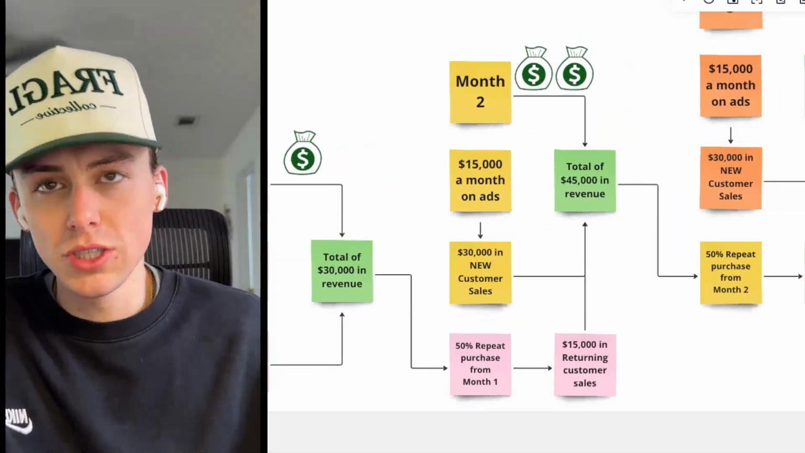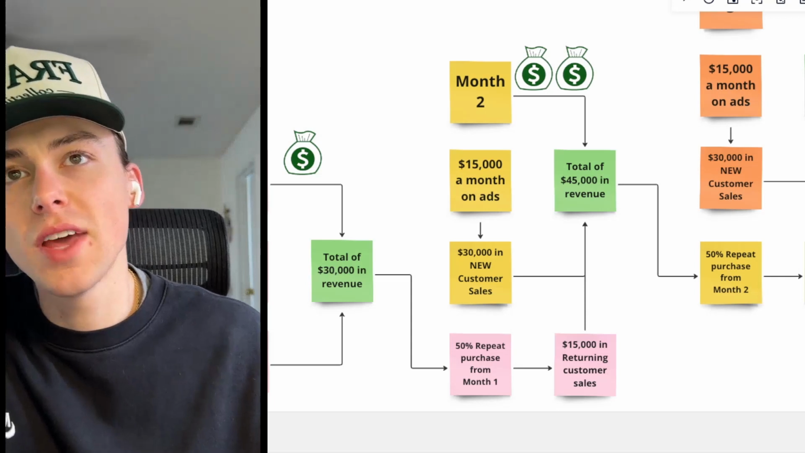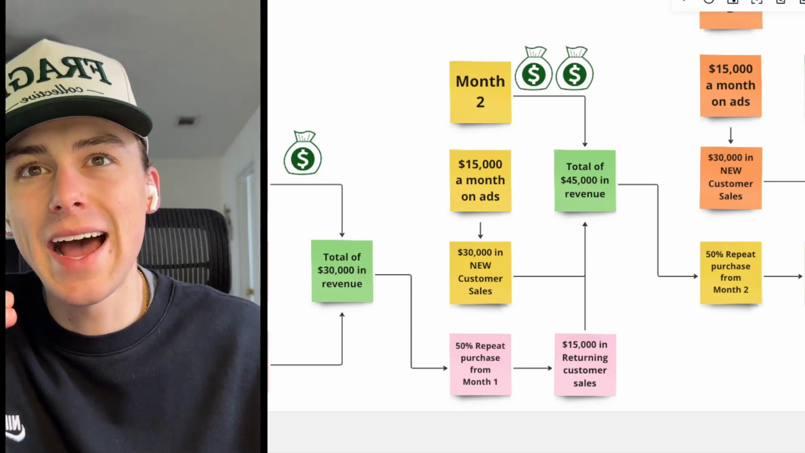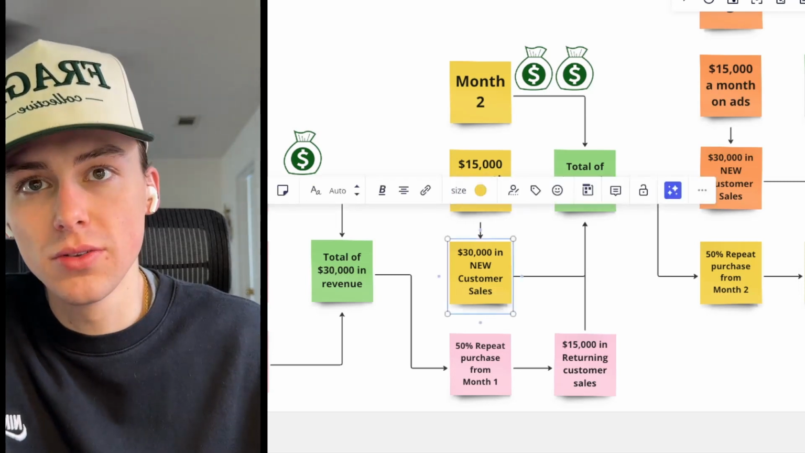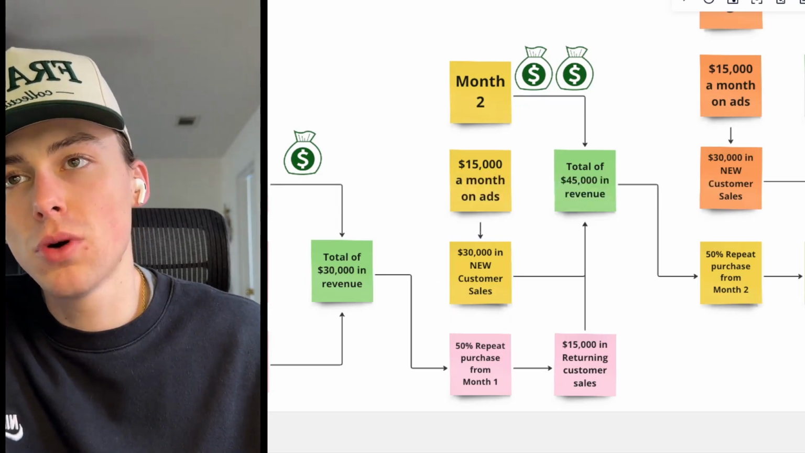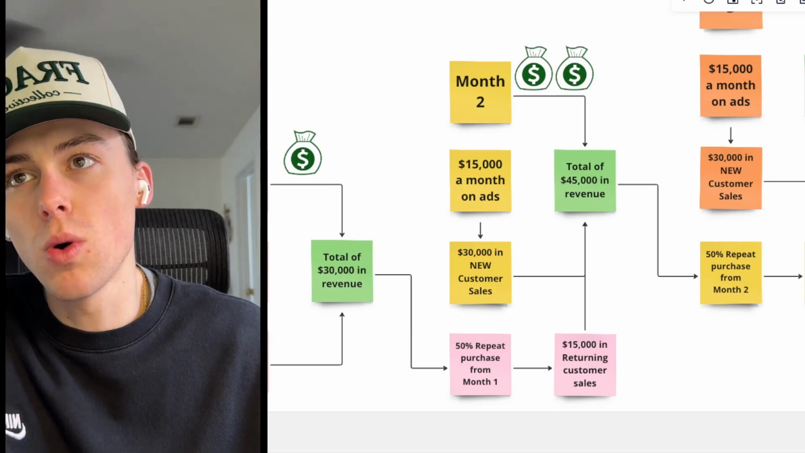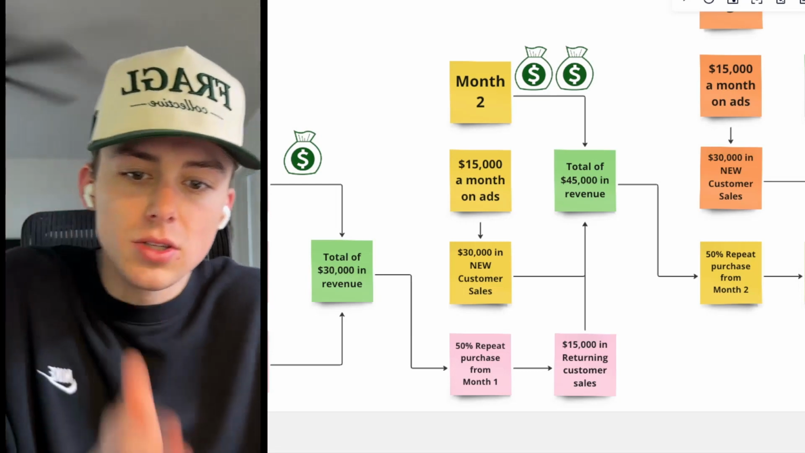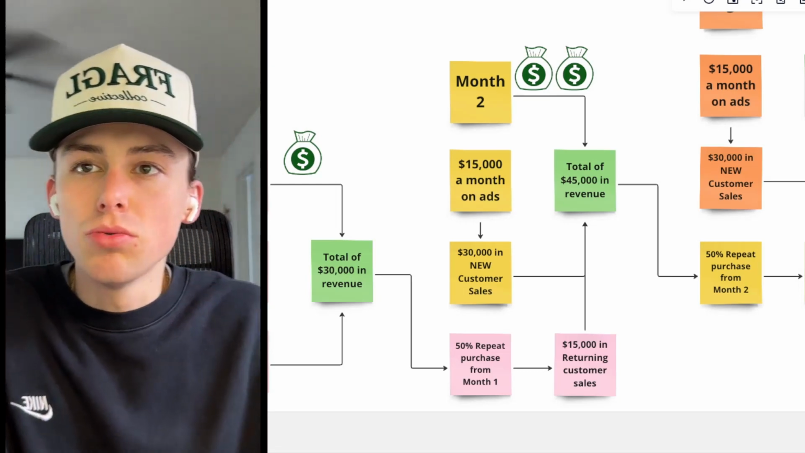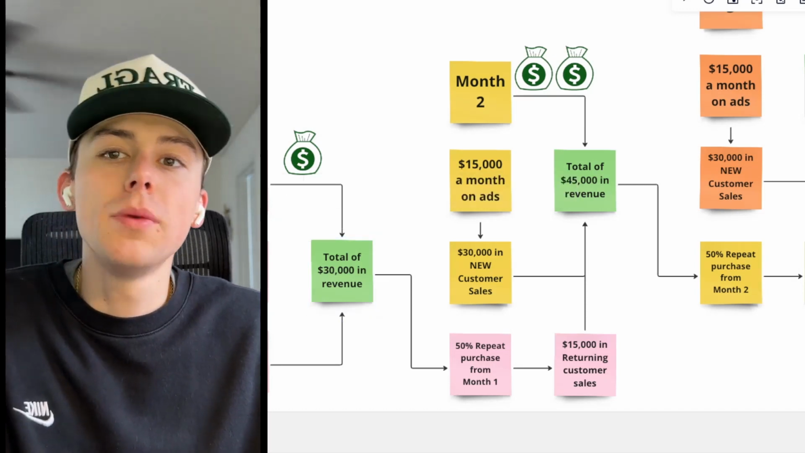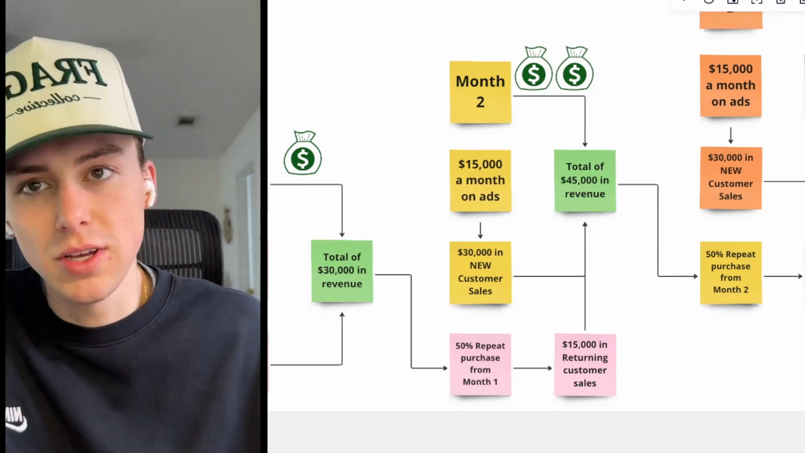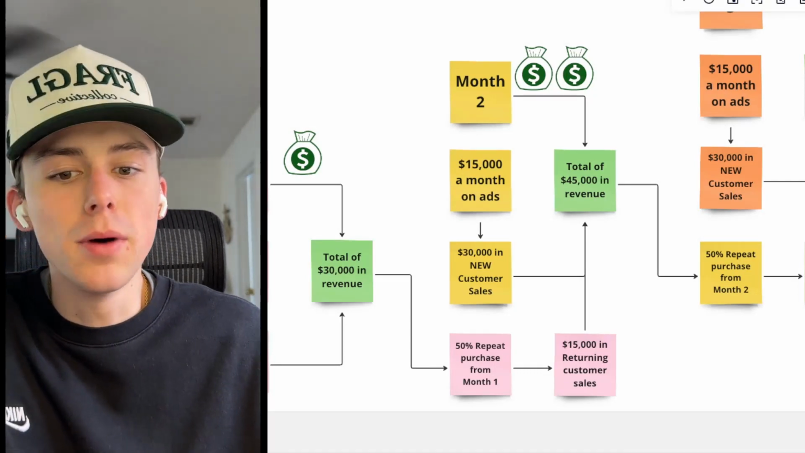Then you get into month two. And what you're going to see is in month two, you spend the same $15,000 on ads. You drive another $30,000 in new customer sales. But if you are able to market to these customers that you've acquired in month one over the next 30 days, and you get them to repeat purchase, let's just say 50% of those people who purchased come and repeat purchase again, let's say, for example, they spend the same amount of money.